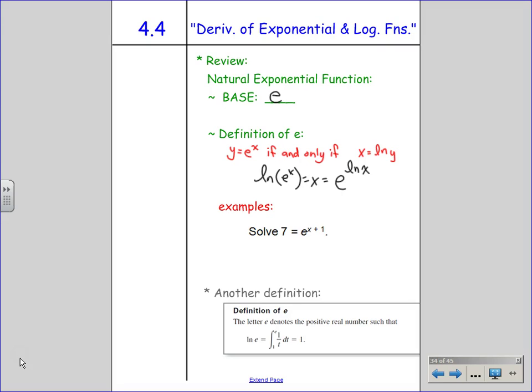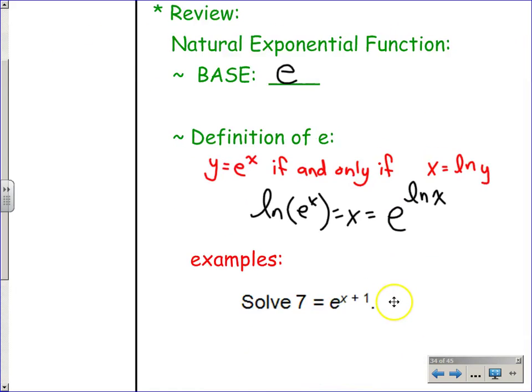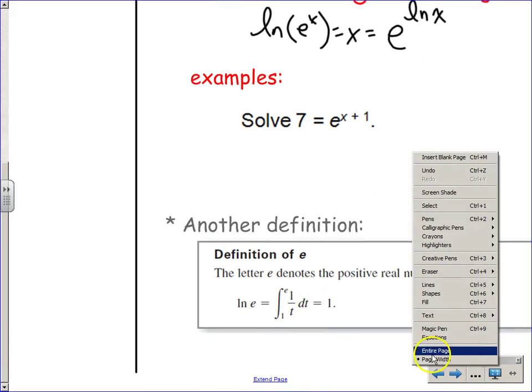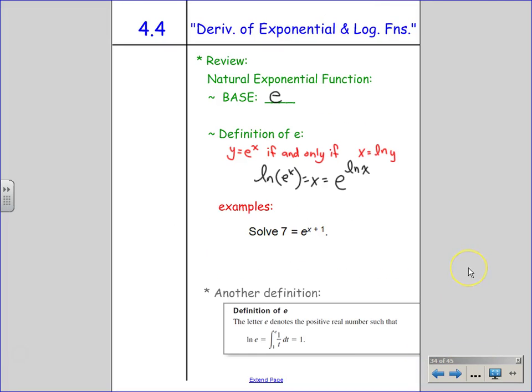Oh, you can't see what's going on down there? From 1 to E. 1 to E of 1 over t dt. Welcome. How do you solve for x?